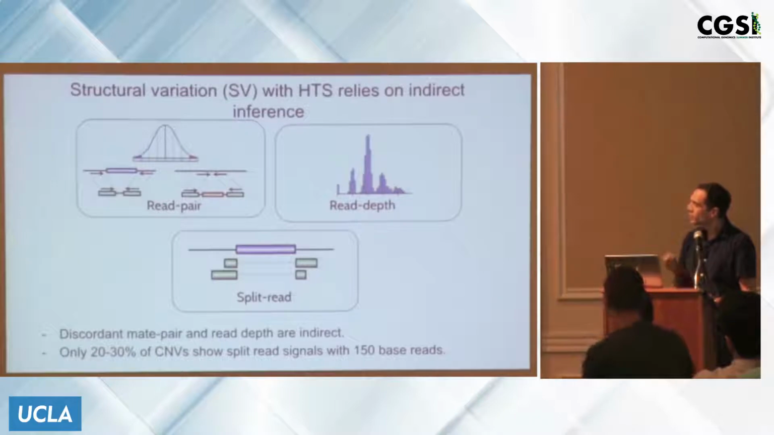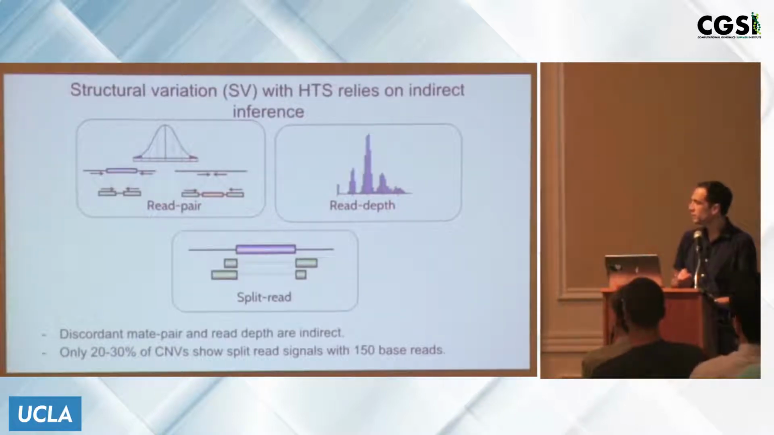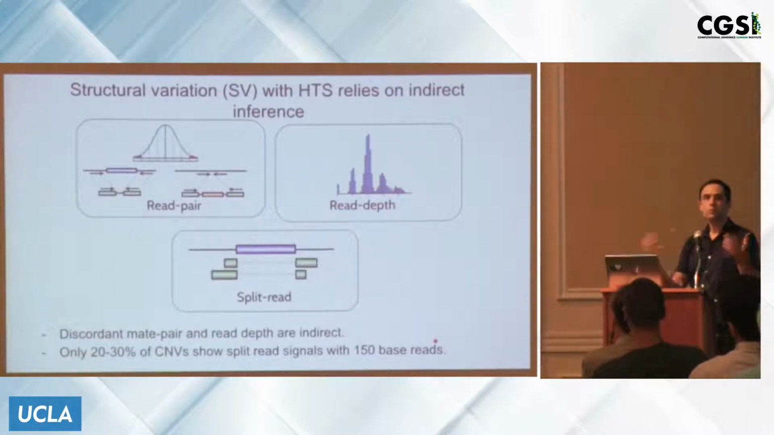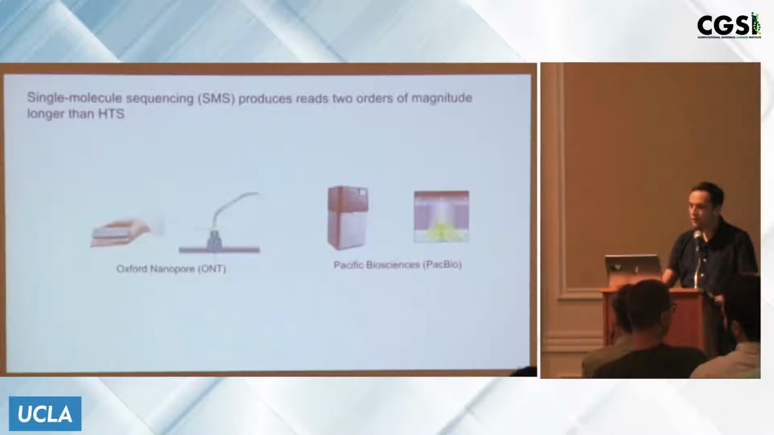So only 20 to 30% of structural variant calls are detected with high throughput sequencing and so-called split read sequence analysis. This is a type of method where you simply observe the variant directly within the read itself. This is the highest fidelity, but also, unfortunately, the lowest sensitivity for structural variation. So how can we do better? We can simply apply longer reads.